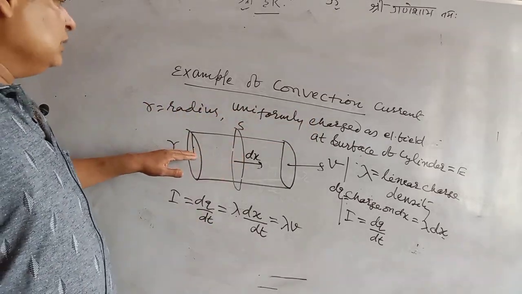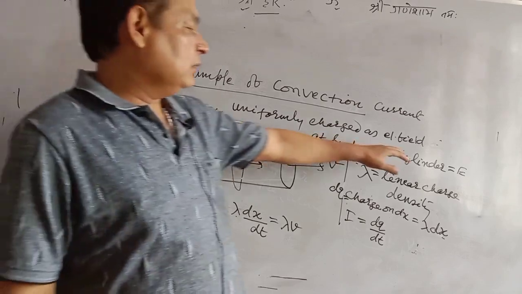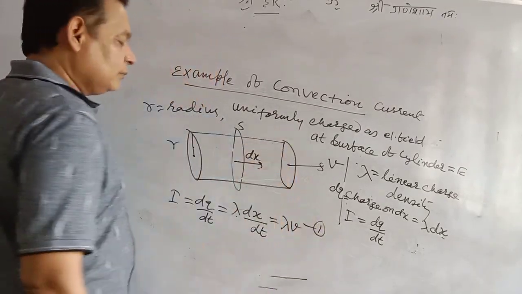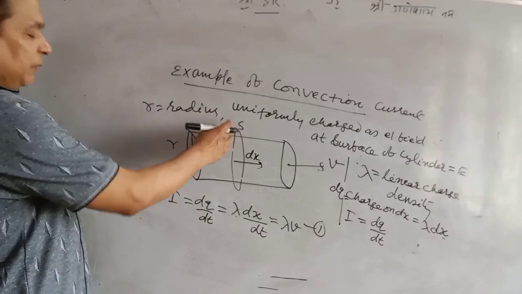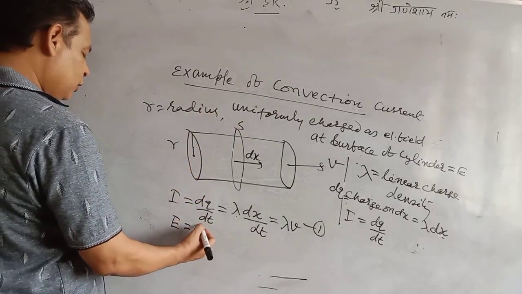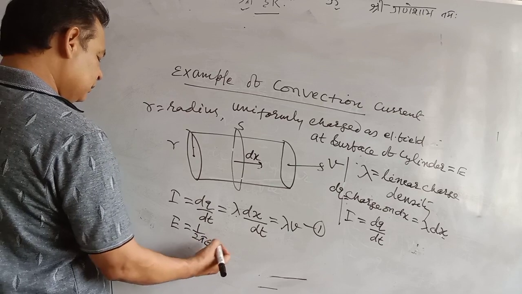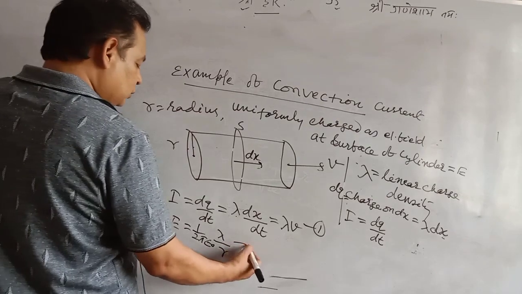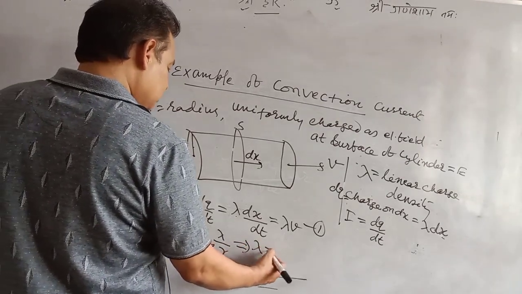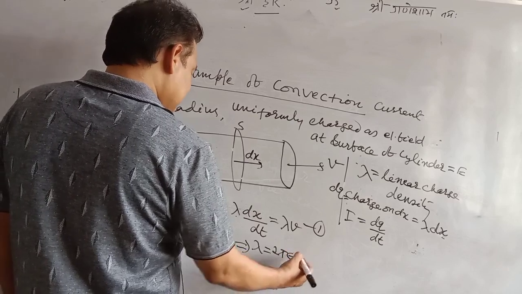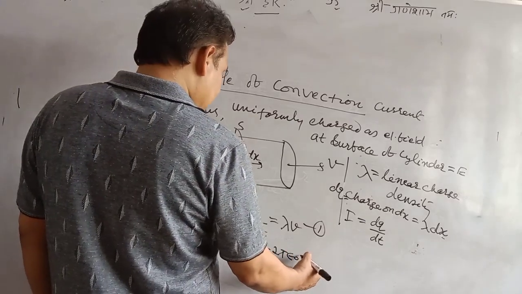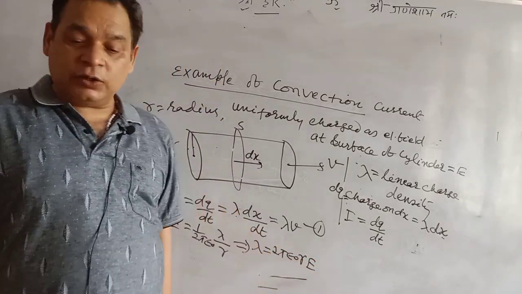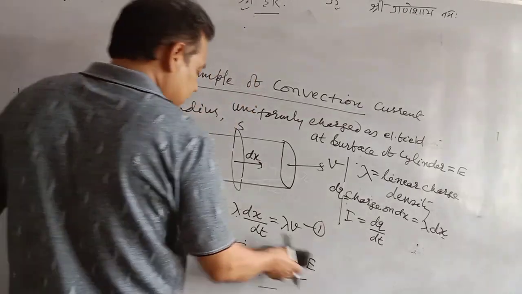Velocity is known to us, but we don't know lambda. We only know radius and electric field on this one. I'm taking this equation first. May I write down electric field at the surface of cylinder as E equals 1 upon 2 pi epsilon naught lambda by this radius r. This implies lambda equals 2 pi epsilon naught r E. This lambda will be given as 2 pi epsilon naught r E.